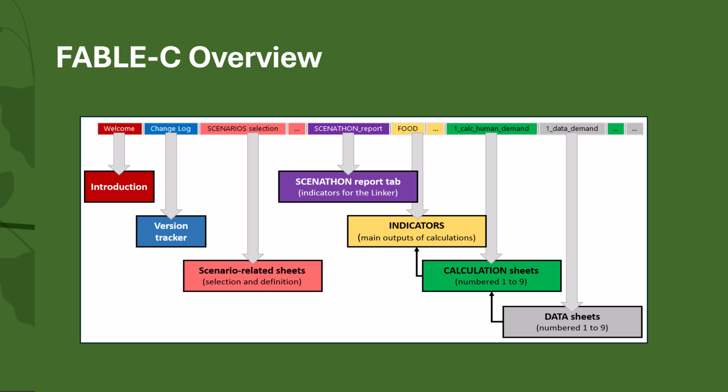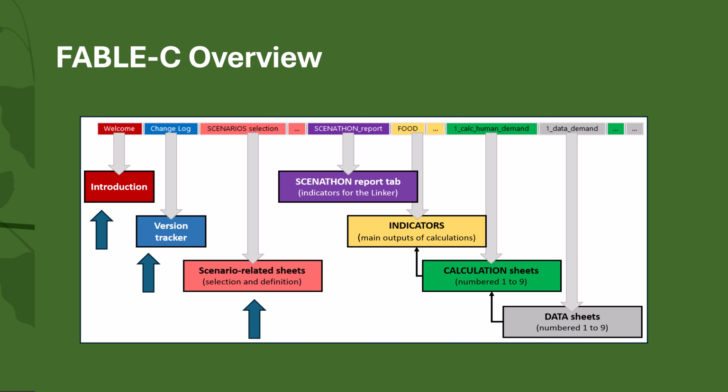Right, let's get to the fun part. The FABLE Calculator is structured with multiple spreadsheets, each color-coded to represent different sections. In dark red, we have a welcome sheet. This section introduces the calculator, provides country information, and includes licensing details. In blue, we have a changelog, which is essential for tracking any modifications made to the calculator.